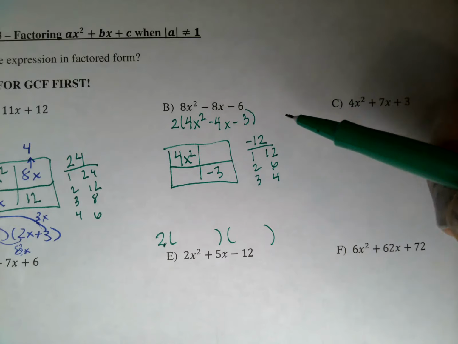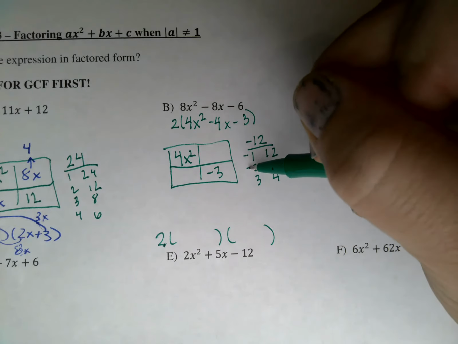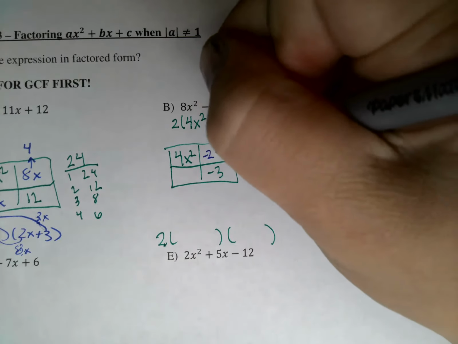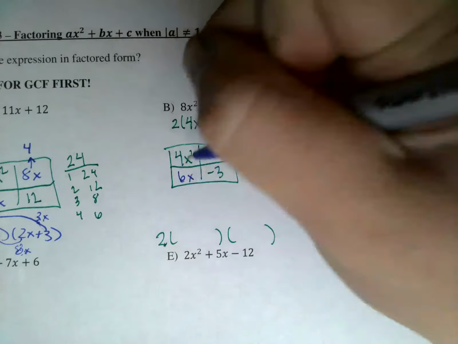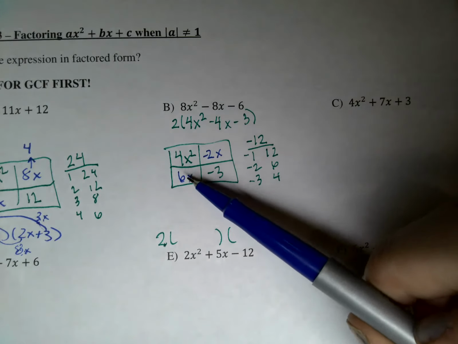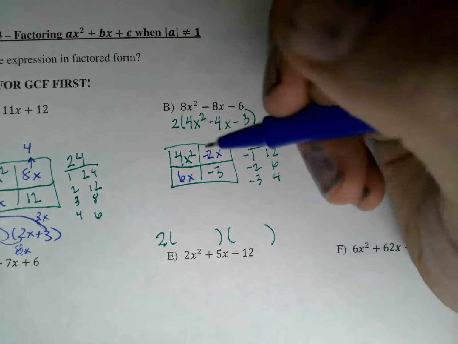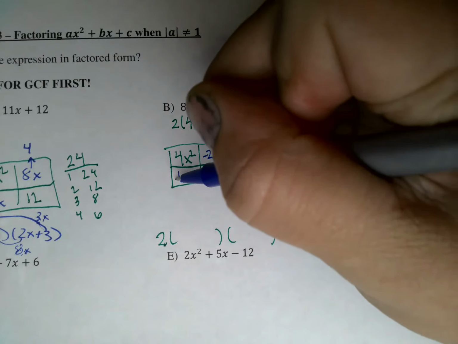These have to add together to get negative, so I'm going to put my negative with my smaller number. So looking at these, the two numbers that add together to get negative 4 would be negative 2x and positive 6x. It does not matter if you wrote down negative 2 here and then the 6 here, you should still get the same answer. So looking at these two, what do they have in common?